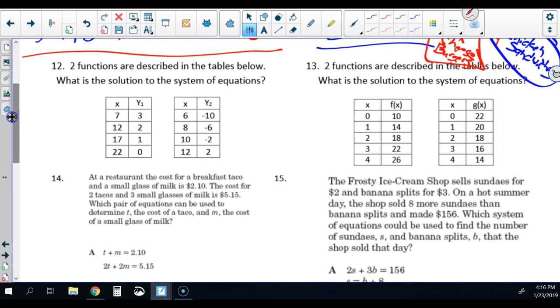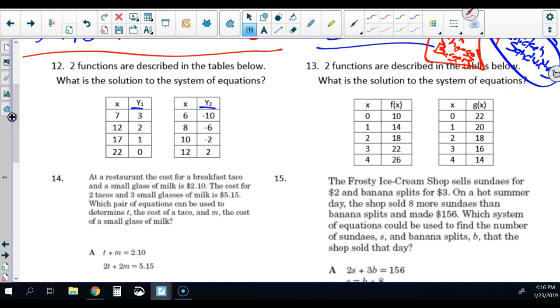Number 12. You haven't seen questions like this before, but I'm assuming you'll be able to figure it out. We have two functions that are described in the tables below. So far, I've only given you functions in equation form. Now I'm giving you functions in table form. We have x and y1 and x and y2.